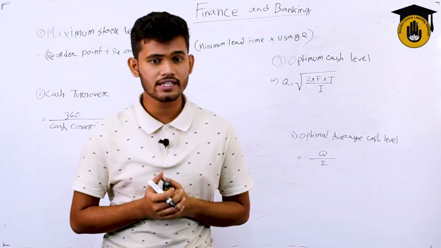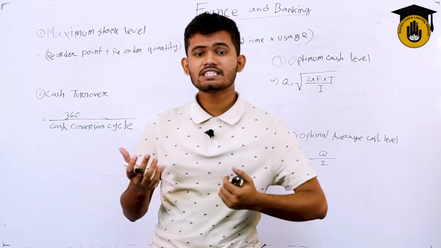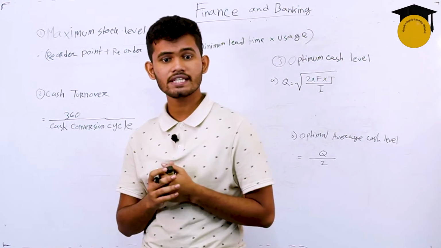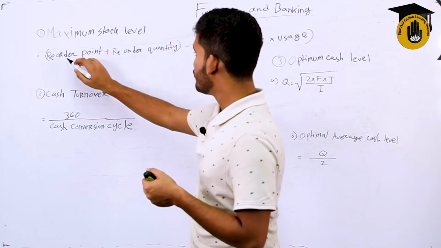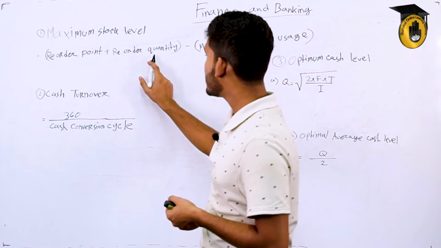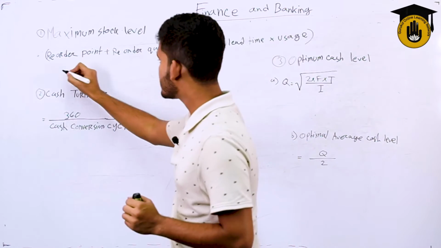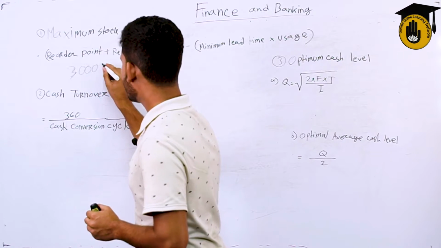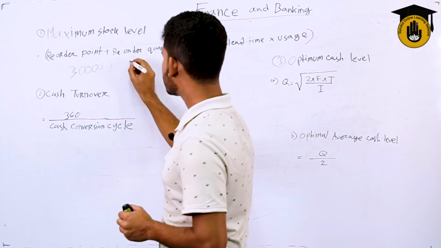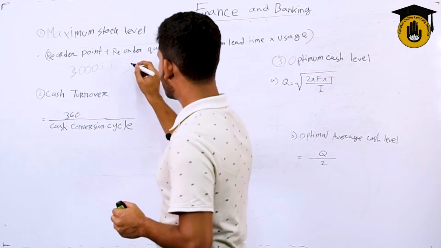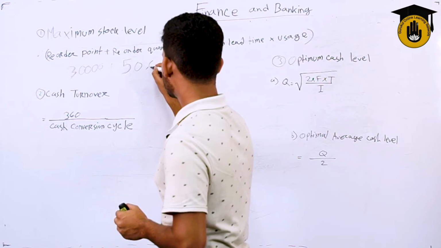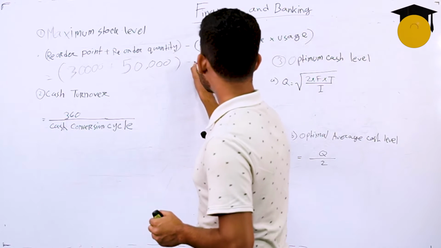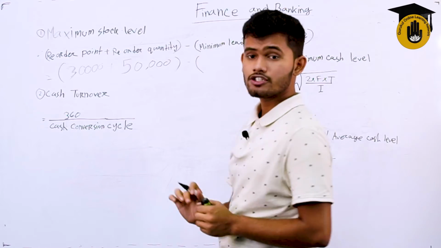So let's take a look at an example. An organization's inventory has a reorder point of 30,000 units and its reorder quantity is 50,000. So the reorder point is 30,000 and the reorder quantity is 50,000. Let's write it down. 30,000 is the reorder point plus 50,000, the reorder quantity, minus minimum lead time into usage.